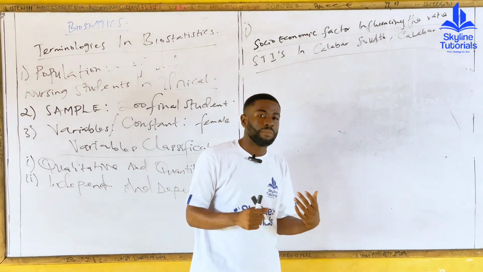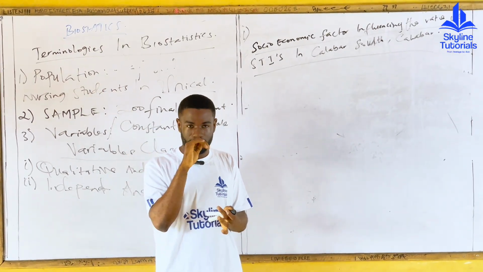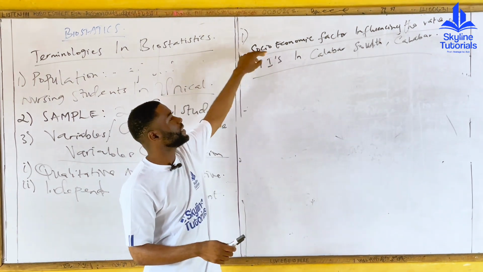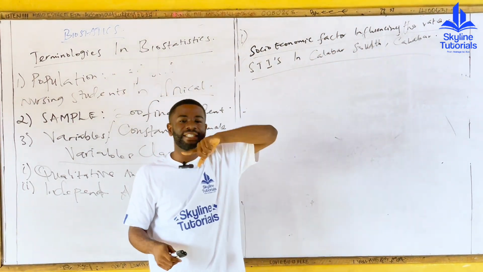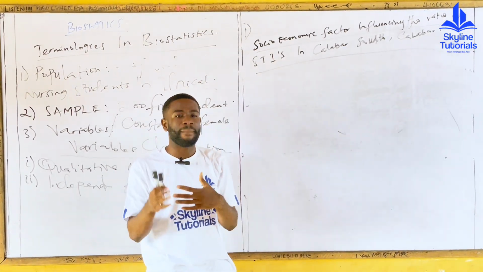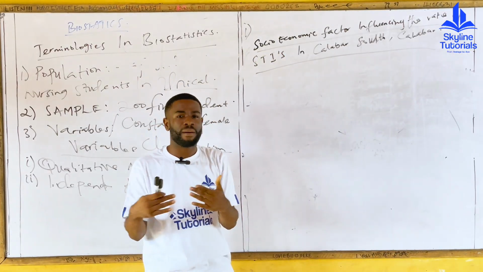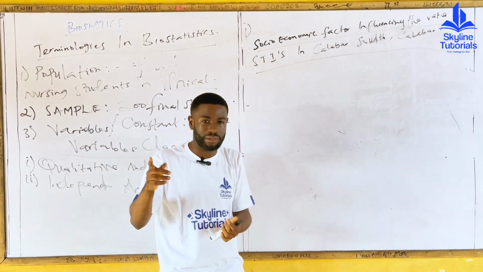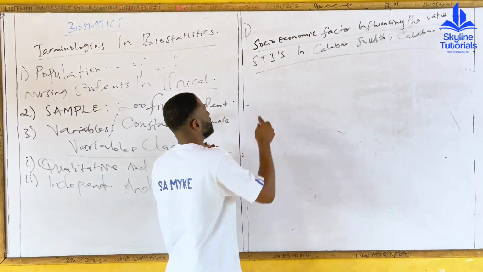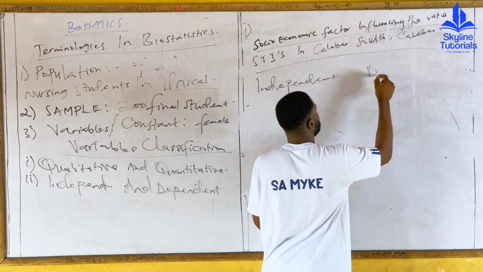An independent variable is being manipulated by the researcher. So it is the researcher that manipulates the independent variable. In this case, the socioeconomic factor is the independent variable because it is what the researcher manipulates, or the researcher can change it to socio-cultural and others. There's always a manipulation by the researcher for the independent variable. The independent variable you should take note of is independent, and we have dependent.